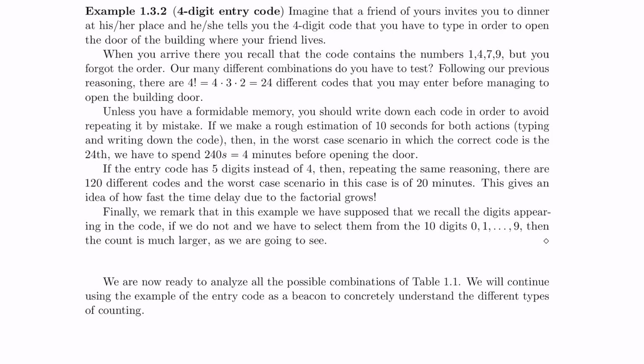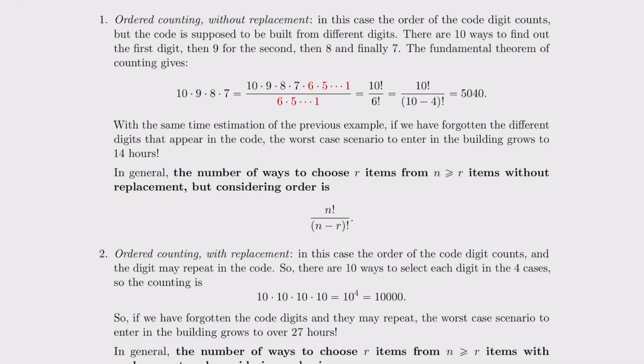Finally, remark that in this example, we have supposed that we recall the digits appearing in the code. If we don't, then we have to select them from the 10 digits from 0 to 9. We're going to see that in this case, the count is much larger. In the next page, we analyze in detail the 4 different cases of counting. To more concretely understand the different types of counting, we will use the example of the entry code as a beacon. Let's start by considering the case of ordered counting without replacement.